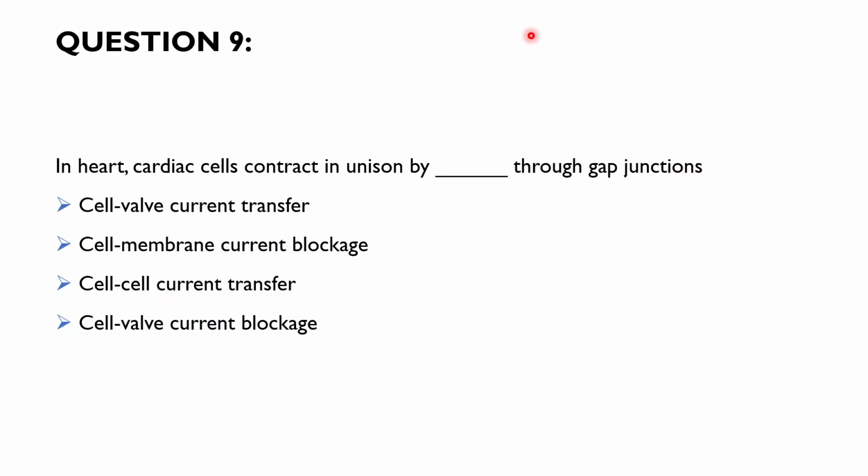Question number 9. In heart, cardiac cells contract in unison, followed by a blank, through gap junctions. So we have four options here: cell valve current transfer, cell membrane current blockage, cell current transfer, or cell valve current blockage. So here we are discussing the heart and the cardiac cells.